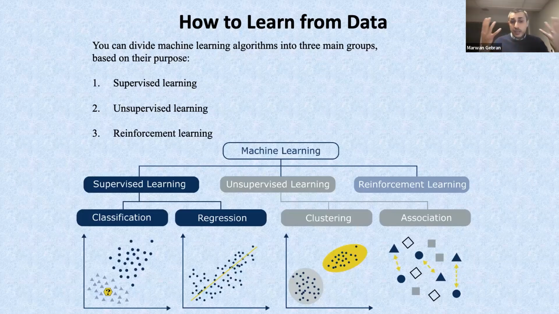So it will use whatever it learned to give me a number, not to give me a class, dog or cat. It will give me a number. And that's what we call a regression. So supervised learning is extremely important.